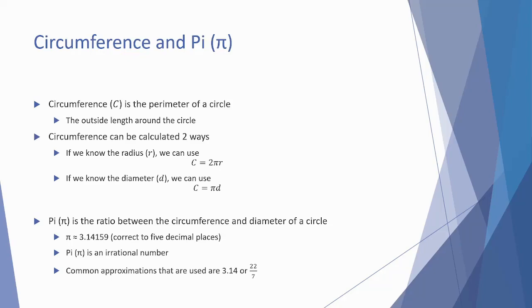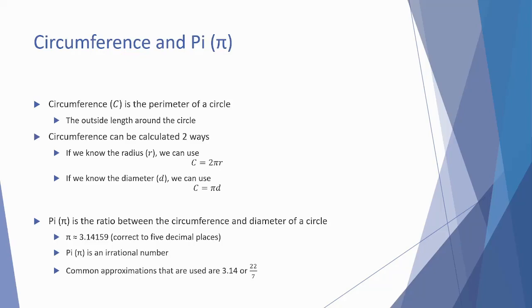Pi itself is the ratio between the circumference and the diameter of a circle. So pi is roughly 3.14159, and that's to 5 decimal places. But pi is an irrational number. It goes on forever and it can't be simplified into a fraction.